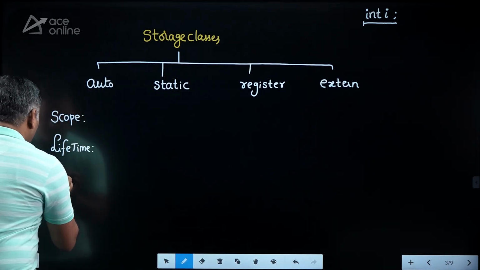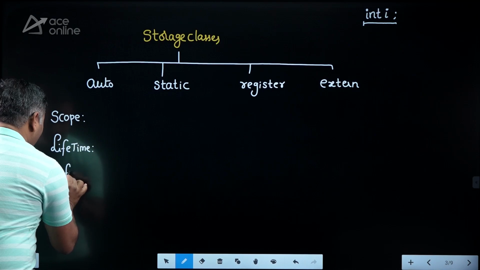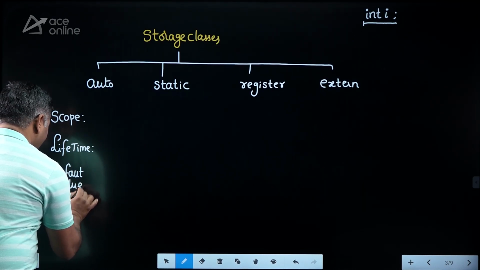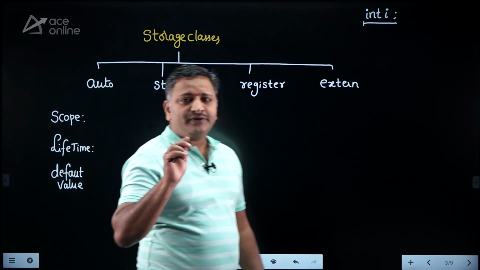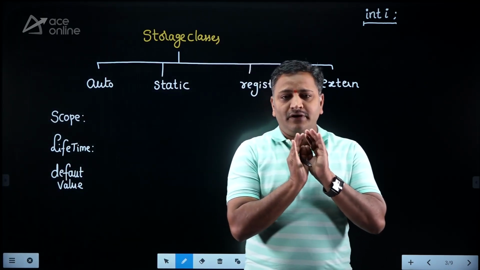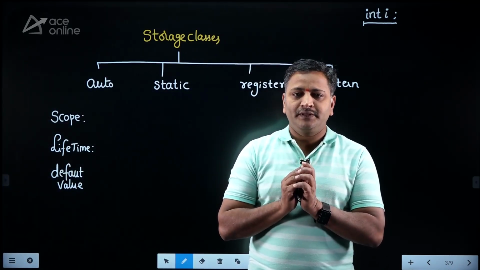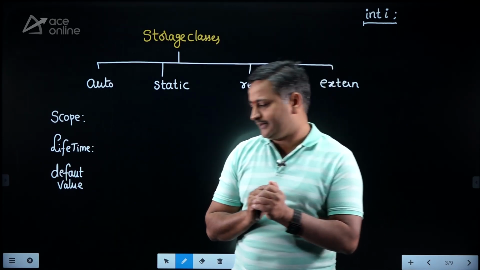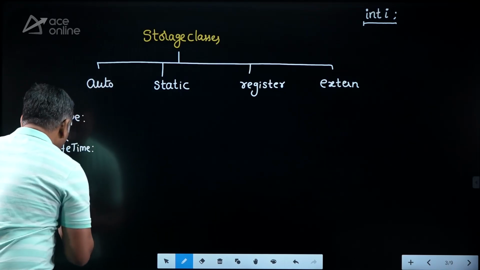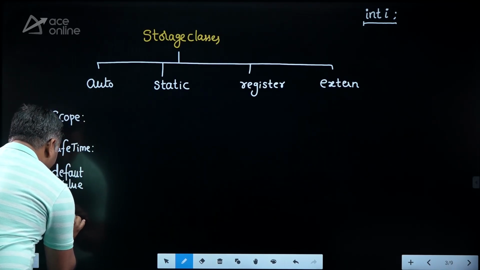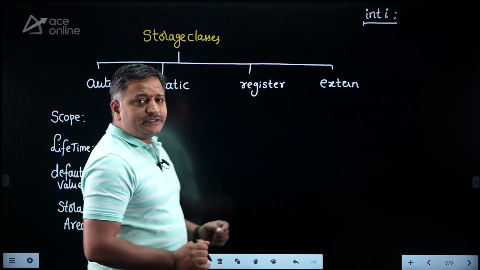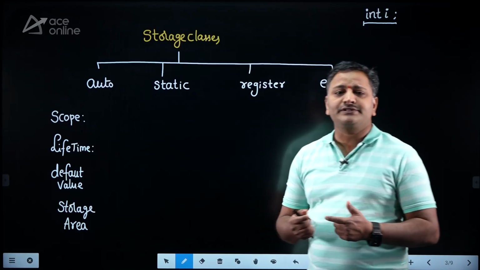And afterwards, the third characteristic is the default value of that variable. In C programming, there are 2 types of default values: either garbage value or 0. So which types of variables have value 0 and which have garbage values? Next one is storage area. In order to discuss these 4 characteristics, we need to understand the storage classes concept.